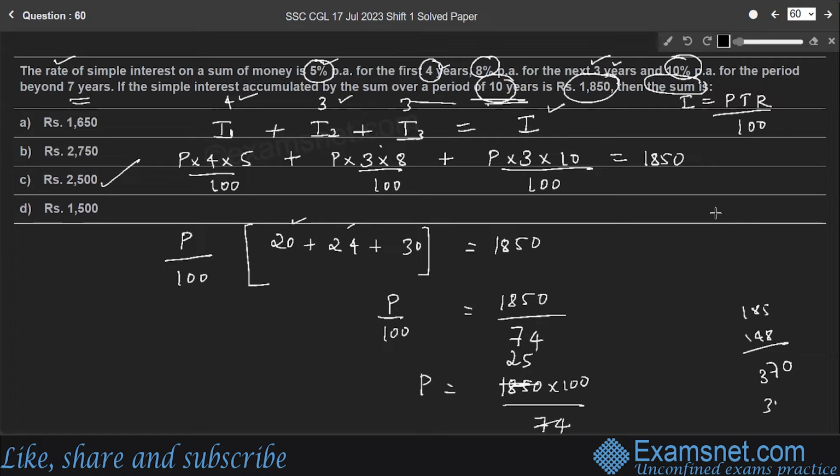Here students, the simple trick is just add the simple interest for the periods of 4, 3 and 3 years, and the total interest is given. Substitute in the values of time and rate of interest, and the principal is unknown. So taking principal as common, take out this P here. Easily you can find the value of P. Option C is the right answer.